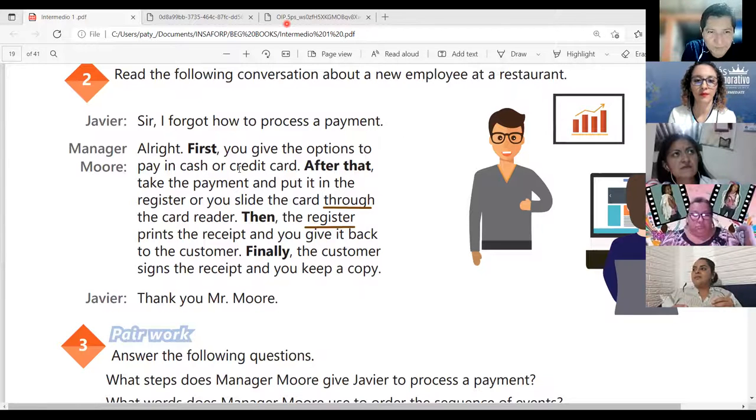Thank you, Mr. Moore. Okay, thank you, both of you. So Carlos, this is register. That is the pronunciation of that one, register. And the other one is this one, reader. It sounds like reader, the R sounds a little like an R in Spanish. Reader, reader. Thank you, Carlos and Brian.